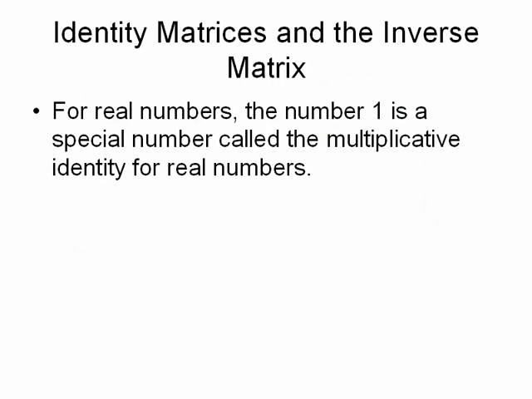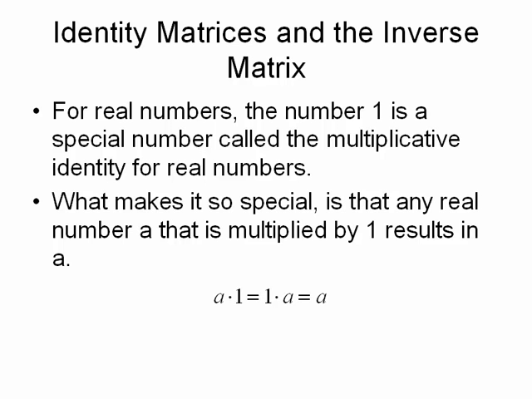We're going to start out by talking about identity matrices and the inverse matrix. And to do that, we're going to try and make an analogy to just plain old regular real numbers. So for real numbers, the number 1 is a special number, and it's called the multiplicative identity for real numbers.